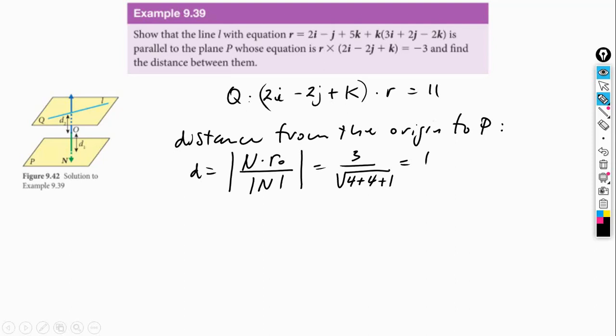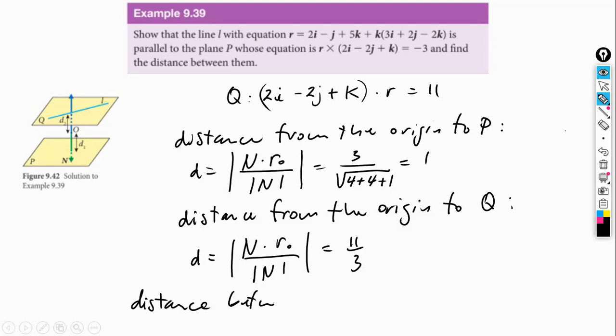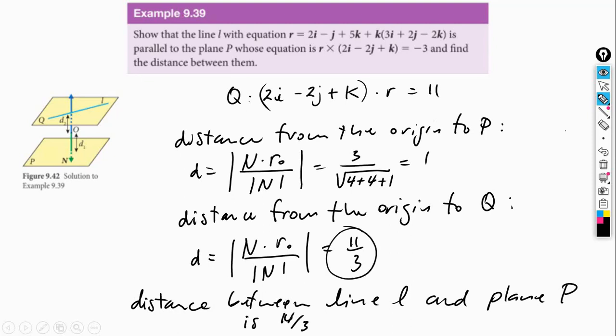So now we find the distance from the origin to Q. And this distance, again, same thing, right? Normal times r sub 0 divided by the absolute value of the normal, or the magnitude of the normal. In this case, we're going to get 11 over 3. So this implies that the distance between line L and plane P is 14 over 3, which is the sum of this plus this.